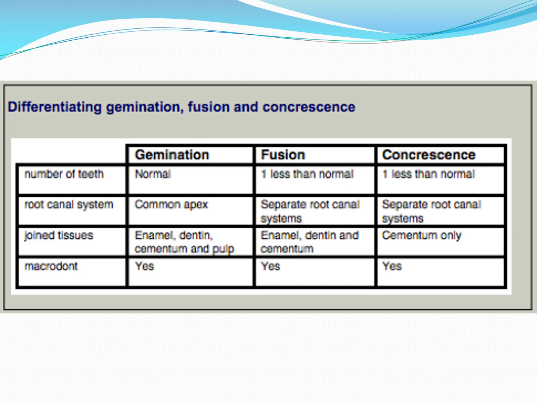How do we differentiate between fusion, concrescence, and a condition called gemination? The number of teeth in fusion as well as concrescence is one less than normal. The root canal systems are separate in both fusion and concrescence, whereas it is common in gemination. The tissues which are joined would be enamel, dentine, cementum, and pulp in gemination. In fusion, there is union of enamel, dentine, and cementum, whereas in concrescence, the union occurs only at the cemental level. In all the conditions, the teeth are macrodont, that is, they are larger than the usual size. Thank you.